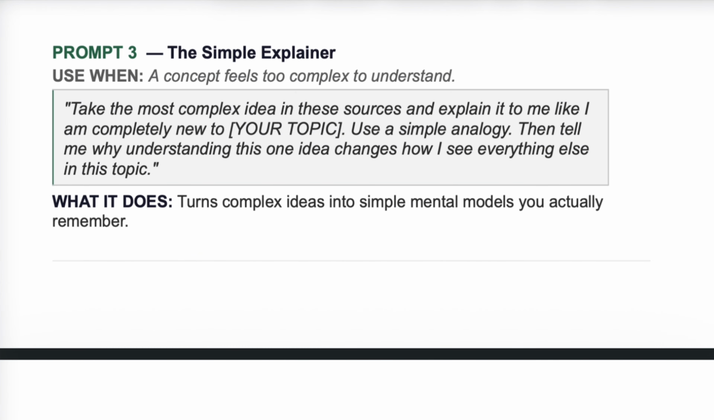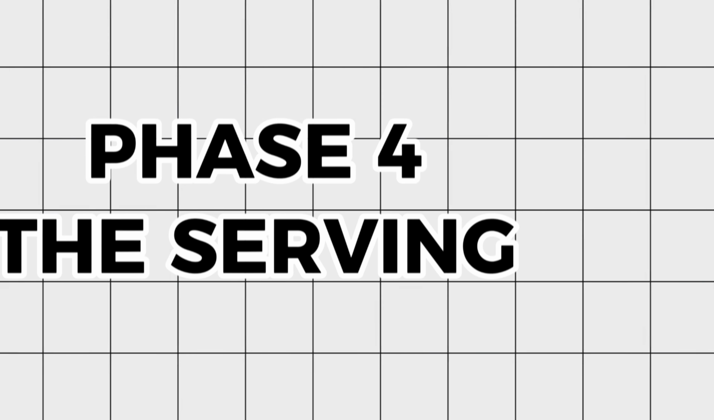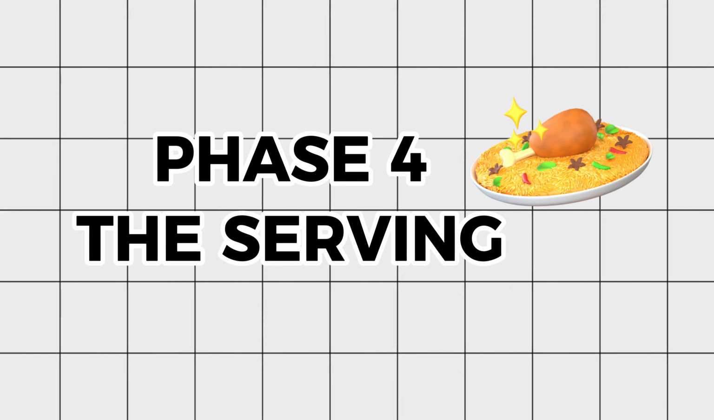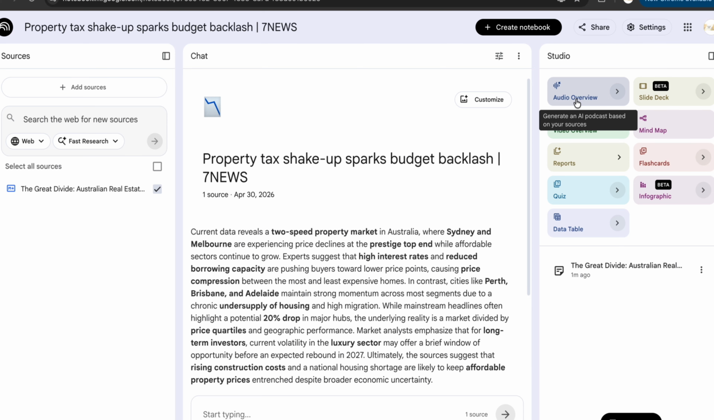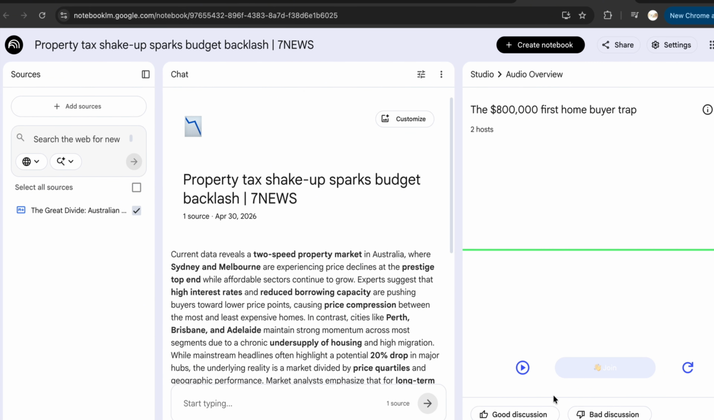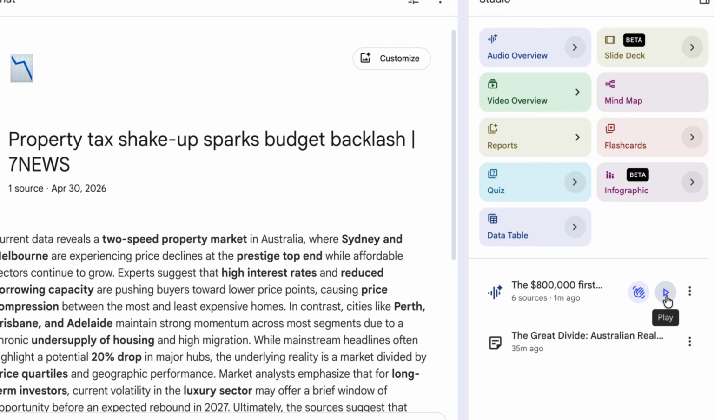Now we're ready for the final phase. Phase 4 is the serving. This is where it all comes together. Look at what NotebookLM just generated. An audio overview called the $800,000 First Home Buyer Trap. Let me play you a few seconds of this.